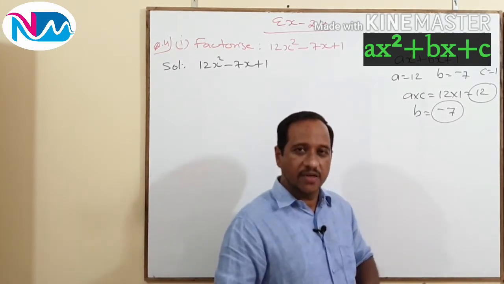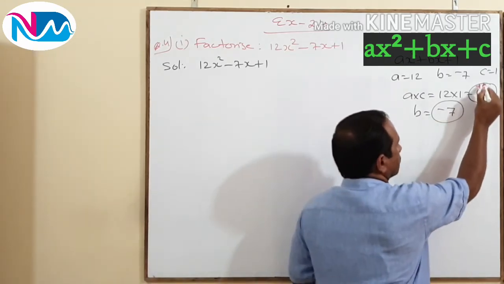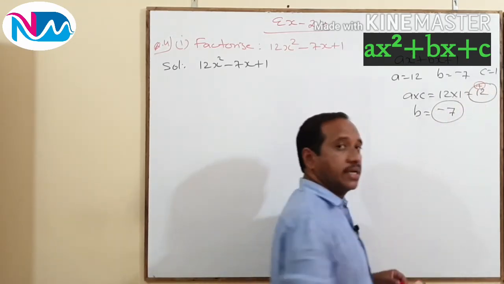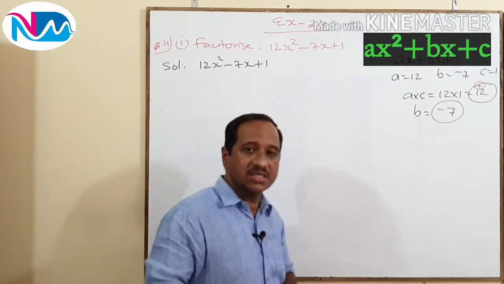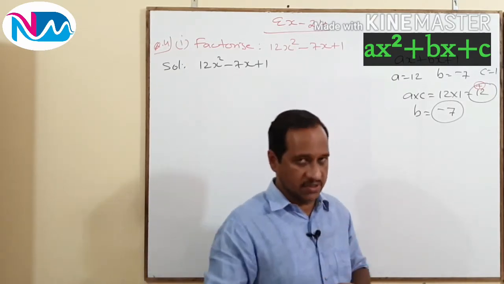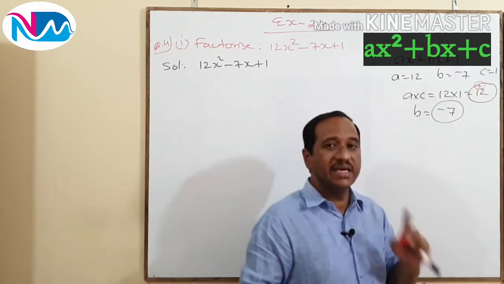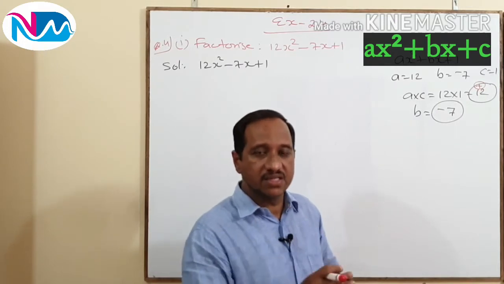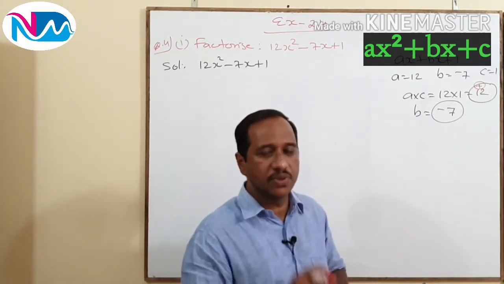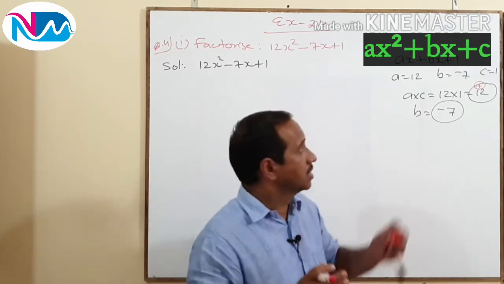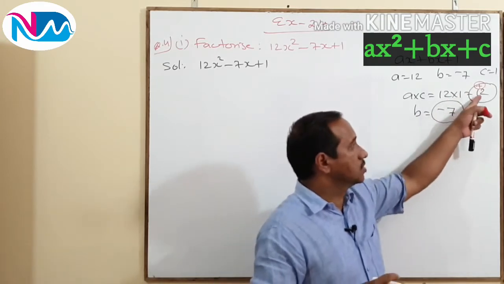I repeat, if the product of a and c is positive, it means that we have to split the middle term as the sum of two numbers. And if the product of a and c is negative, it means that we have to split the middle term as a difference of two numbers. Here, a into c is positive and it is equal to 12.